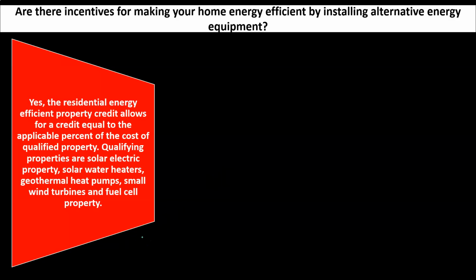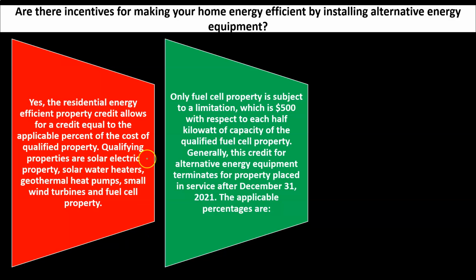So answer yes, the residential energy efficient property credit allows for a credit equal to the applicable percent of the cost of qualified property. So we have the qualified property that we're going to be dealing with, and then see how much of the amount of the credit might be deductible then. Qualifying property are solar electric property, solar water heaters, geothermal heat pumps, small wind turbines, and fuel cell property. The most experience, for me at least, that I have seen, of course, with this type of information for normal people would be the solar stuff. Solar electric property and solar water heaters are some of the more common kind of items in my experience, at least.